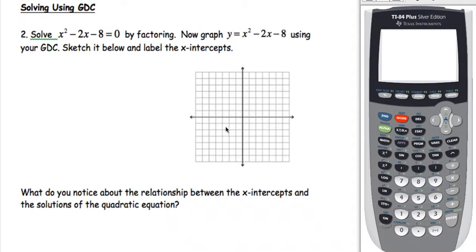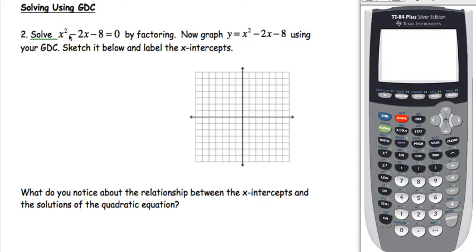In this question, there are a number of things that you need to do. The first thing is you are asked to solve quadratic equation x squared minus 2x minus 8 equals 0 by factoring. Afterwards, you are asked to draw a graph or sketch a graph of a quadratic function y equals x squared minus 2x minus 8 and find its x-intercepts. Afterwards, you are asked to compare the two answers and see what happens. So let's do it step by step then.